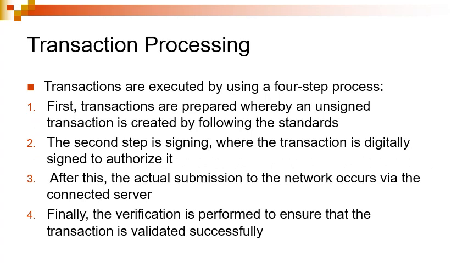Transaction processing. Transactions are executed by using a 4-step process. So we can see how the transactions are processed in the Ripple network. First, transactions are prepared, whereby an unsigned transaction is created following the standards. The second step is signing, where the transaction is digitally signed to authorize it. The third step is, after signing, the transaction is submitted to the network via the connected server. And finally, the verification is performed.